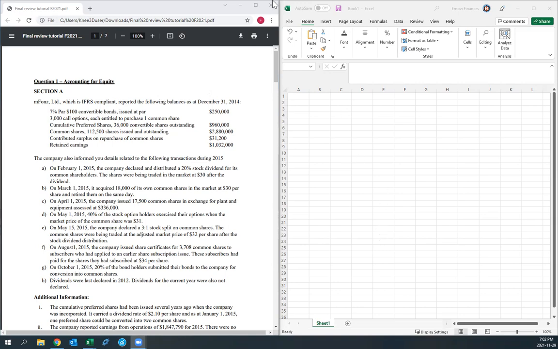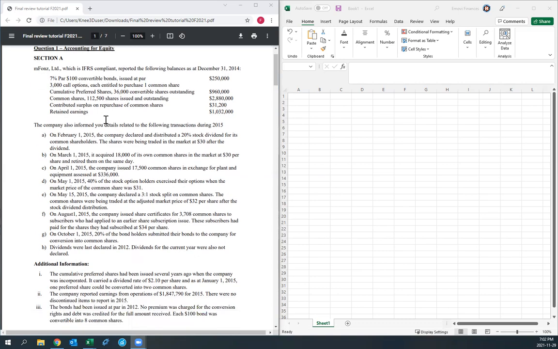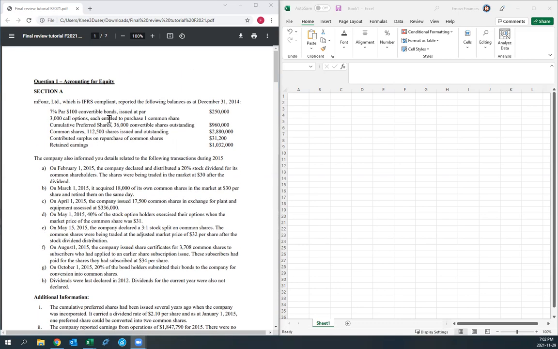So I'll jump in with the first question, which is on chapters 15 and 17. M Funds Limited, which is IFRS compliant, reported the following balances as of December 31st, 2014. You have the amounts for the convertible bonds, call options, cumulative preferred shares, common shares, the contributed surplus on repurchase of common shares, and retained earnings.